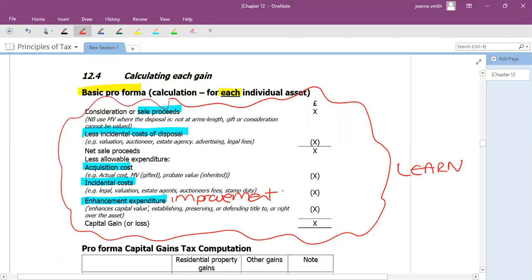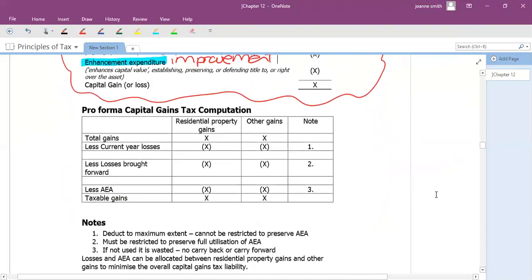It's an actual enhancement. So for each asset, we need to work this out and find the difference between the proceeds and the cost, and you may end up with a gain or you may end up with a loss. Now, what you would do with each of those gains and losses is do what we did on the previous pages, where you sort them into residential gains and other gains. So all your houses will go in this column and all your other assets will go here. If you've got some assets where you make a profit and some you make a loss, you will net off the current year gains and losses.